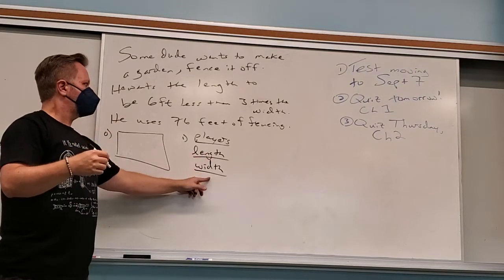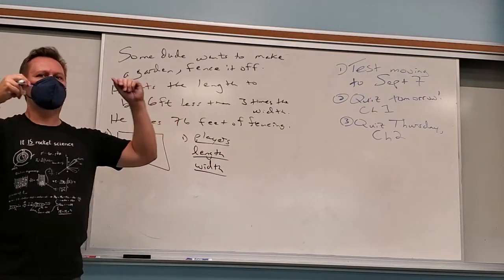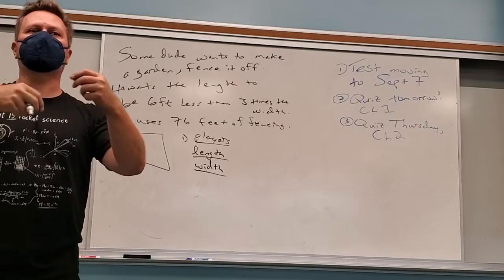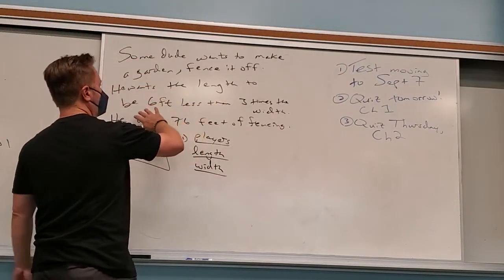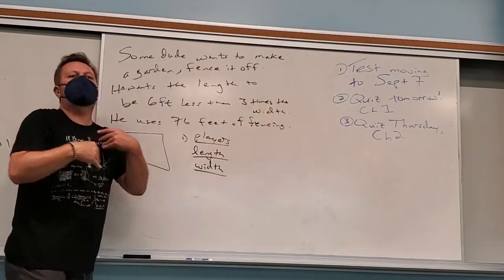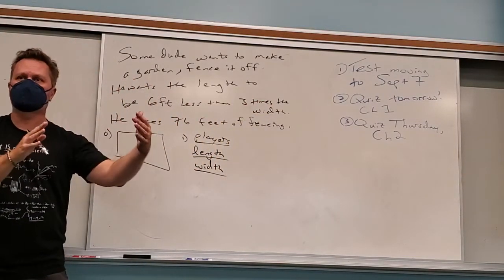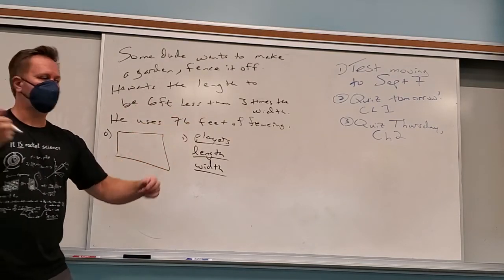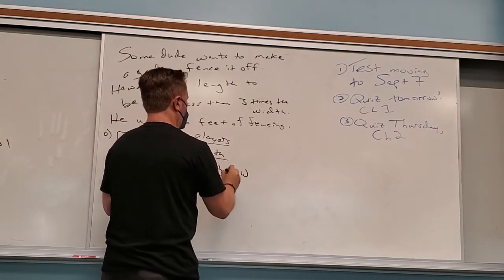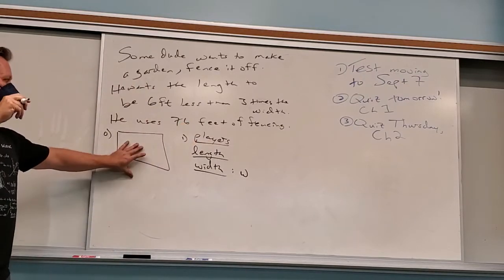Now, which one of these do I need to know first? Which one does the other one depend on? I have to know the width first, because the length has to do with the width. So I've got to know what the width is first. So what do you want to call the width? You can actually call it W. Let's call it W. So draw the picture if it makes sense.